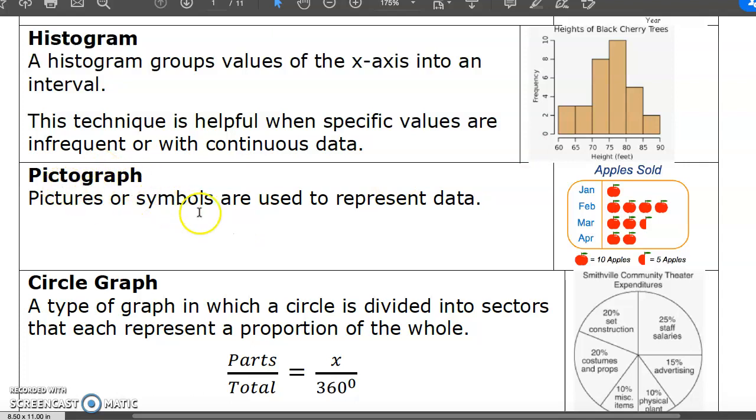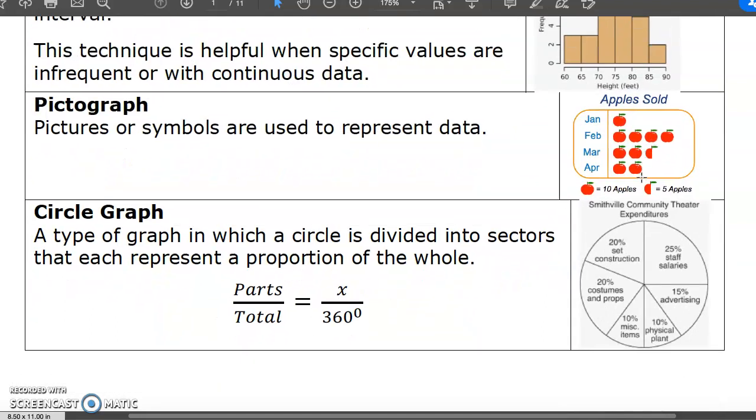Pictograph. Pictures or symbols are used to represent data. So this is a case where the image is included within the graph, and sometimes this can be used to be a little bit persuasive. There's different techniques that we'll investigate in this chapter.